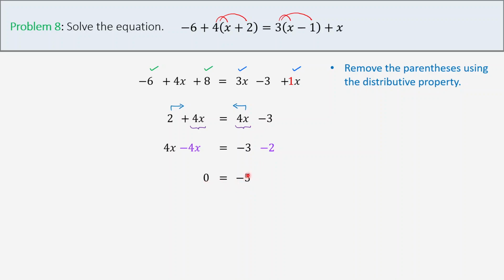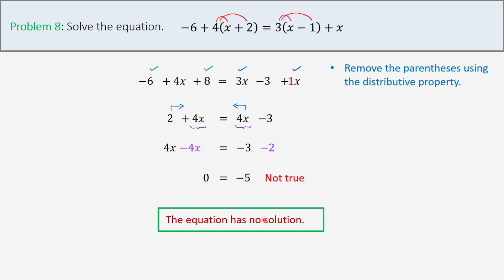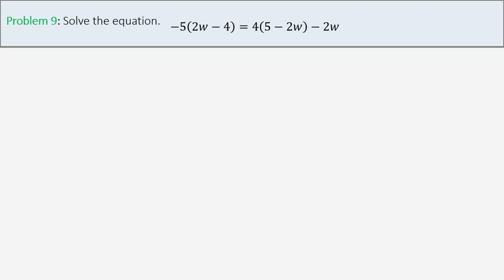0 cannot be equal to negative 5, so this is not true. This means if you substitute any real number for x in this equation, you will get not true. So this equation has no solution. So if you end up with a number on the left and another number on the right, but the numbers are not the same, then the equation has no solution. This is the last problem.